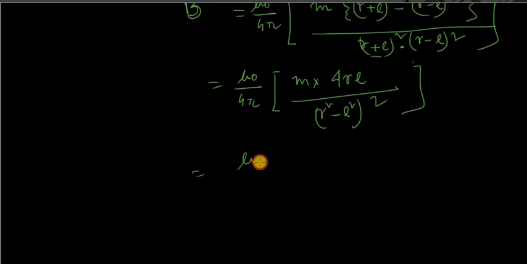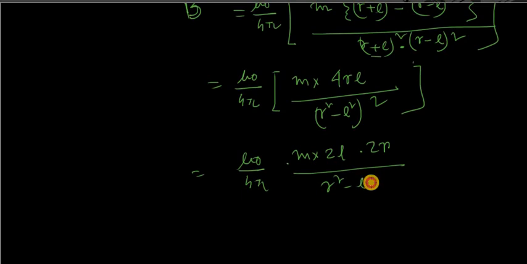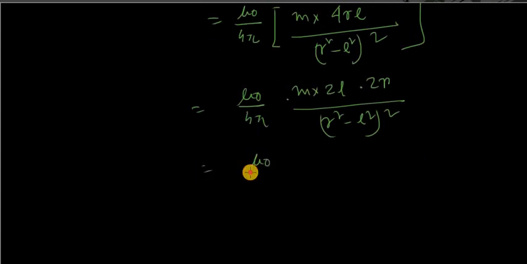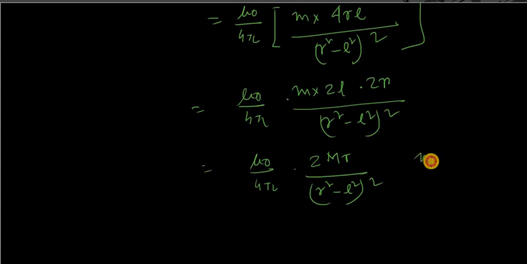So this is mu 0 by 4 pi m into 2l into 2r by r square minus l square whole square. So you have the expression mu 0 by 4 pi, 2Mr by r square minus l square whole square, where m into 2l is nothing but the magnetic dipole moment of the bar magnet.